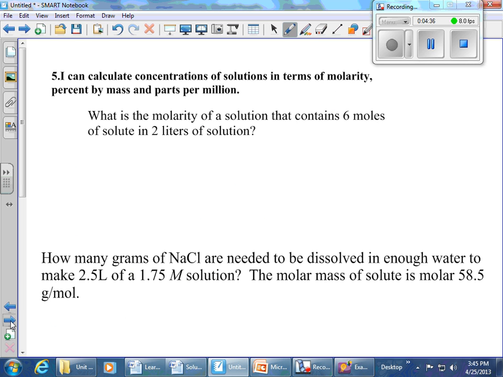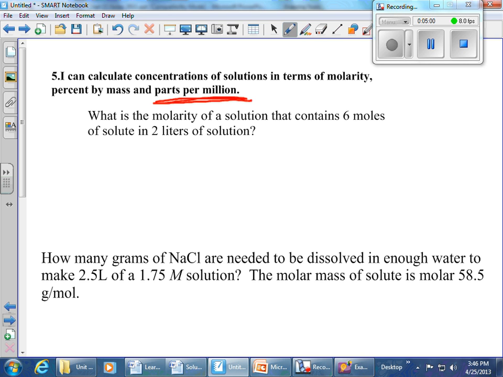Number 5, can I calculate the concentration of solutions in terms of molarity, percent by mass, and parts per million? Parts per million, we did not do anything math-wise with it, but just know that it's a very, very small amount. It's really a diluted concentration, but it still means something. So for number 5, it's a problem.